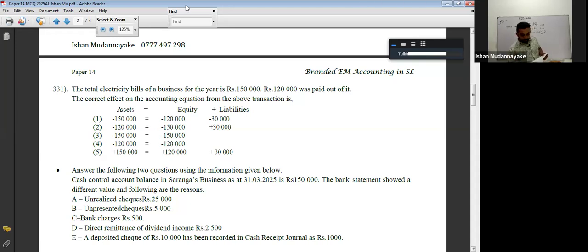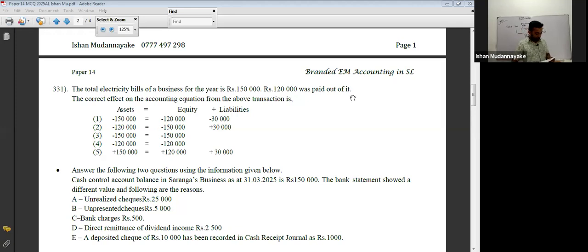Yes, Roshanti. Right, correct. Second one is the answer. Electricity bill expense for the period 150. Equity minus 150. 120 paid in cash, then cash minus 120. Balance 30 payable. Payable 30 plus, liability. Second one is the answer.